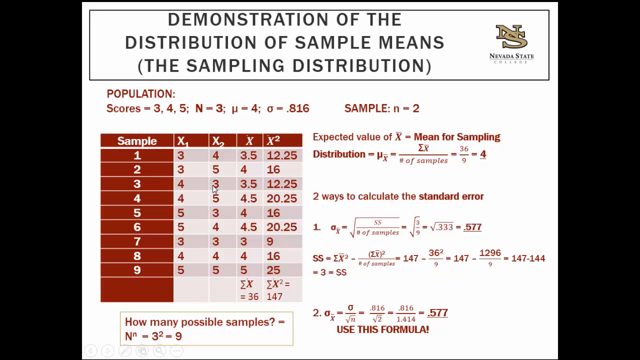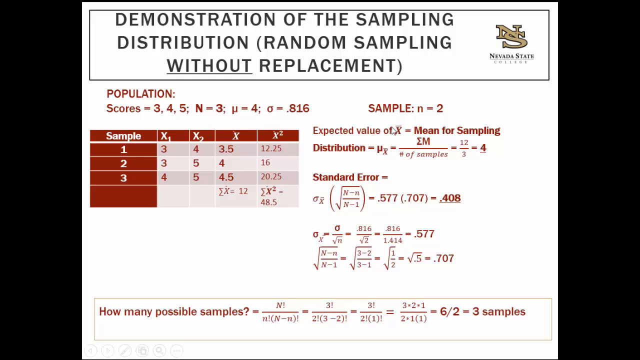Because without replacement, you're assuming that once this person's already been selected, they can't be selected again, and you're not going to have these two different samples because this person and this person are already in a sample. They're not being replaced. Also, you're not going to have the same person being selected twice in this example. So when we're doing sampling without replacement, you would simply go, okay, 3 and 4, that's one possible combination. 3 and 5, that's another combination. And then 4 and 5.